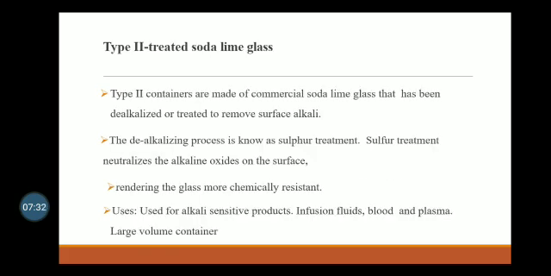Type 2, treated soda lime glass. Type 2 containers are made of commercial soda lime glass that has been dealkalized or treated to remove surface alkali. The dealkalizing process is known as sulfur treatment. Sulfur treatment neutralizes the alkaline oxides on the surface, rendering the glass more chemically resistant. Uses: used for alkali sensitive products, infusion fluids, blood and plasma, large volume containers.